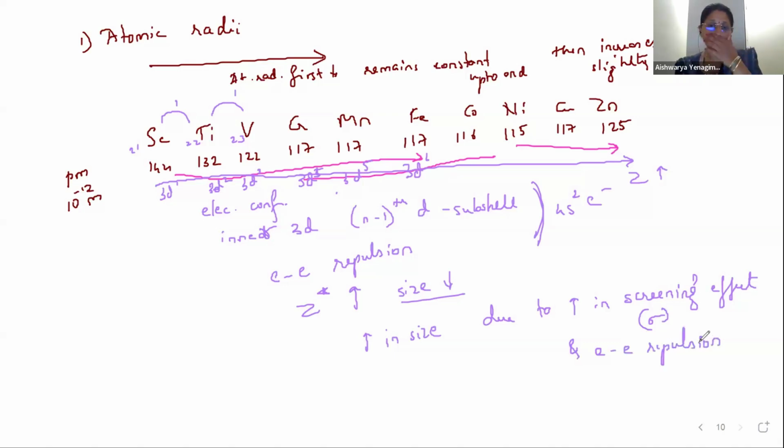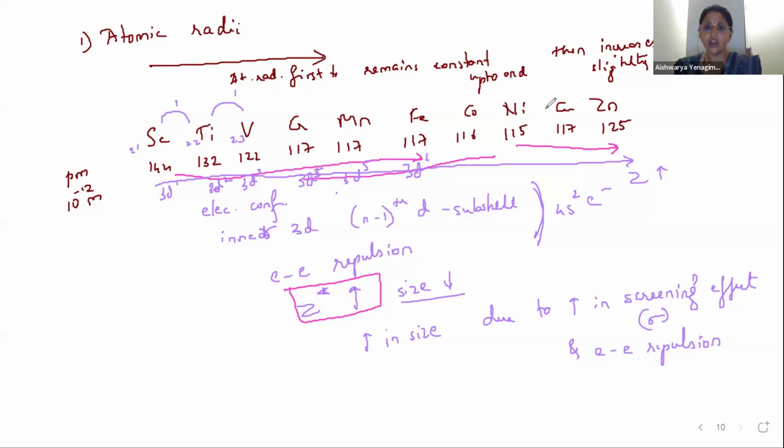So in the beginning, which is dominant? In the beginning of the series, the dominant factor is effective nuclear charge. So as effective nuclear charge increases, size decreases. But since electrons keep increasing from manganese onwards, and there is pairing of the electrons also, there is an increase in size due to increase in the screening effect and also because of electron repulsion. So this is the trend of atomic radii in the 3d series. Atomic radii remain almost constant from chromium up to copper.